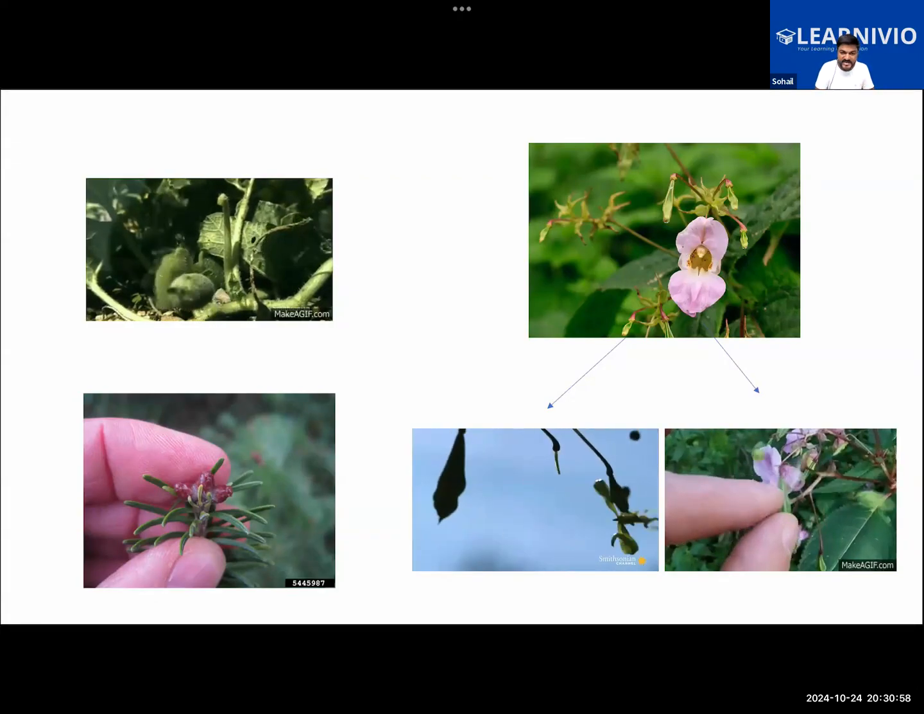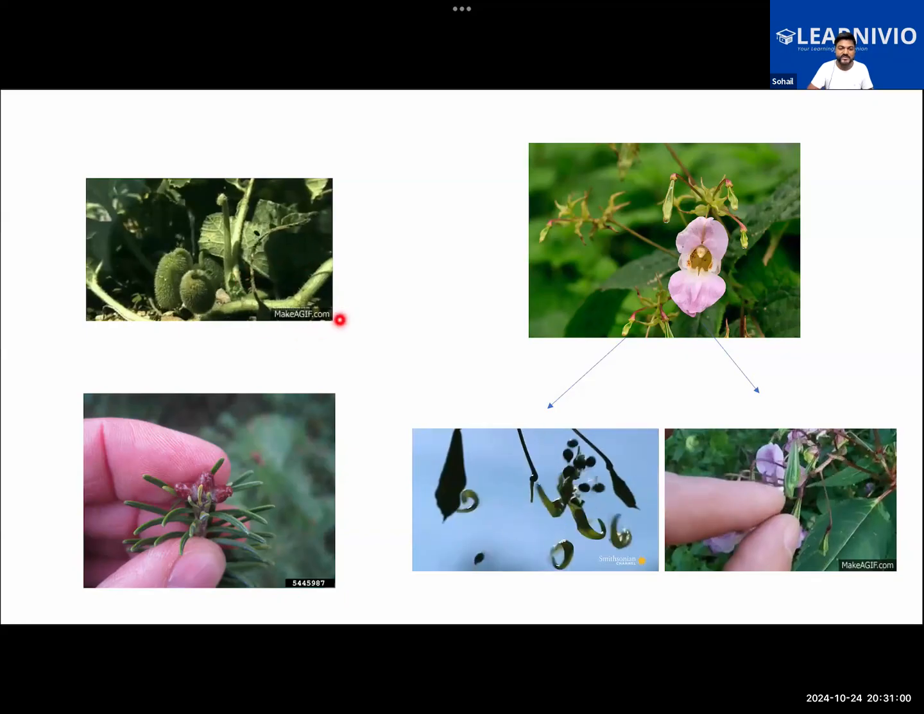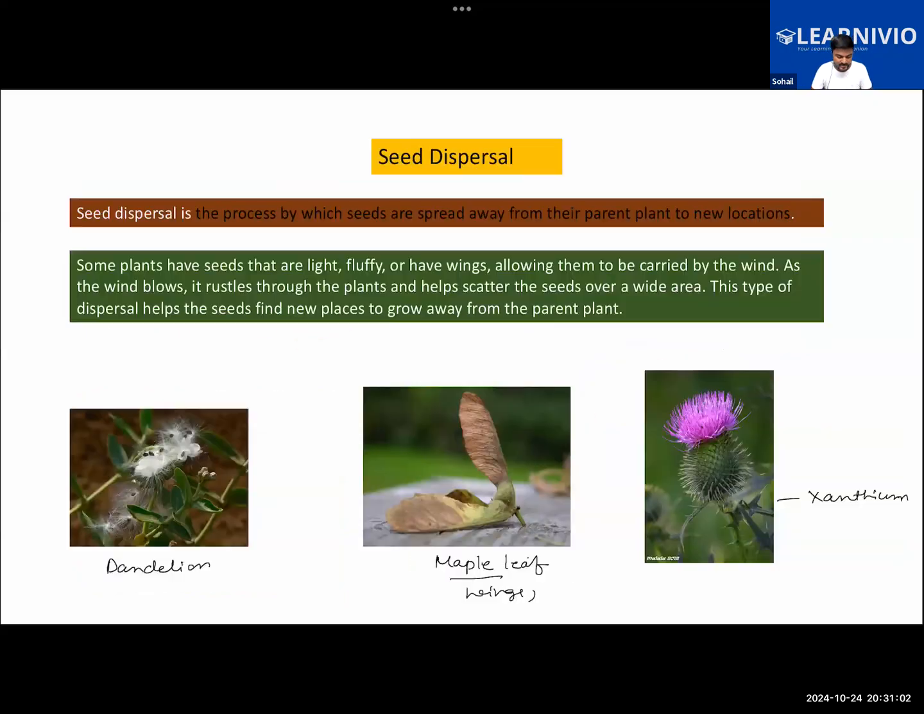So these seeds will basically be bursting open. These are some special kinds of seeds which we'll be learning about in the next class. As of now, just understand that seed dispersal is the process of transportation of seeds from the parent plant to different places, and it will be helpful in various ways.